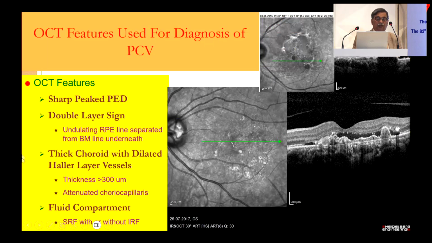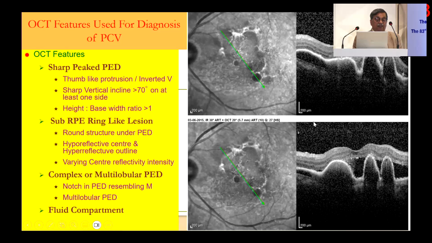So what all will you see? A sharp peaked PED, like you see over here. Double layer sign, I've already shown you within this. Thick choroid with dilated Haller vessels and a fluid compartment, which you see over here. And then you can sometimes actually see a multilobular PED, like McDonald's, like you see over here. And then you can also see a sub-RPE ring-like structure.